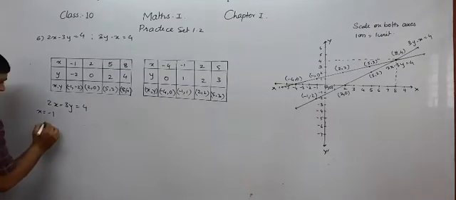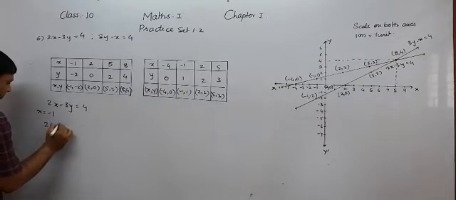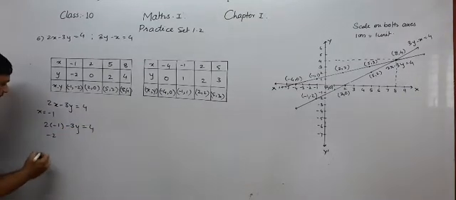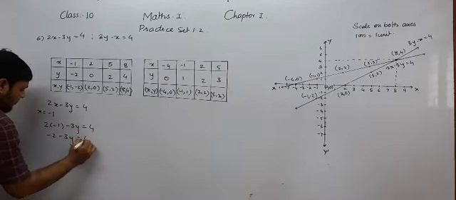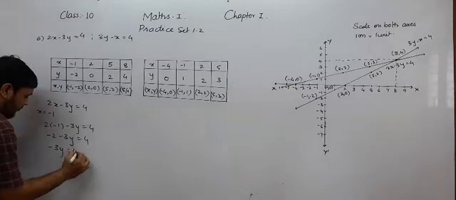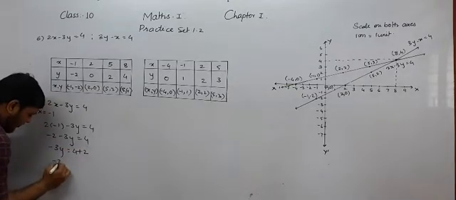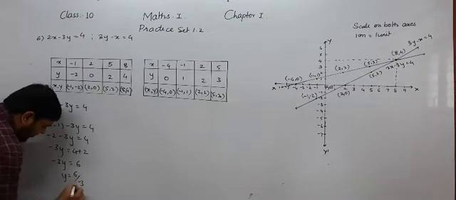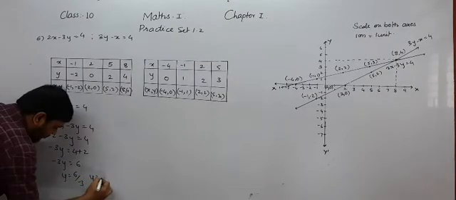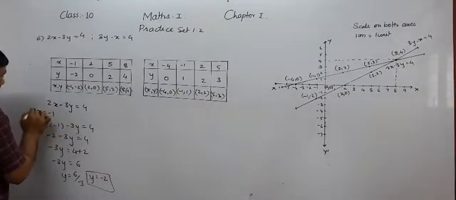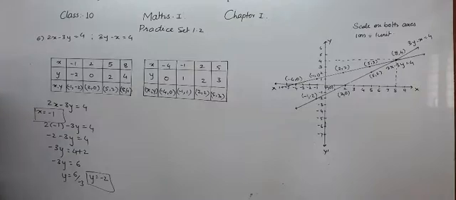Let's see. So 2 in the bracket negative 1 minus 3y equal to 4. 2 into negative 1 is negative 2, so negative 2 minus 3y equal to 4. Negative 3y equal to 4, and this negative 2 will go to that side and become positive 2. So negative 3y equal to 6, y equal to 6 upon negative 3, so y equal to negative 2. So if x is equal to negative 1, then y will be equal to negative 2. The first ordered pair is negative 1 comma negative 2.